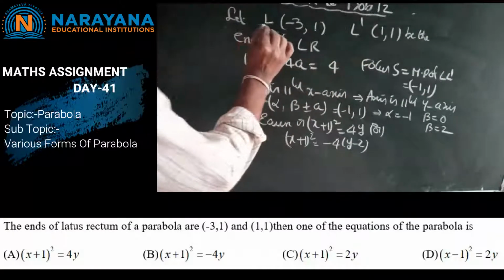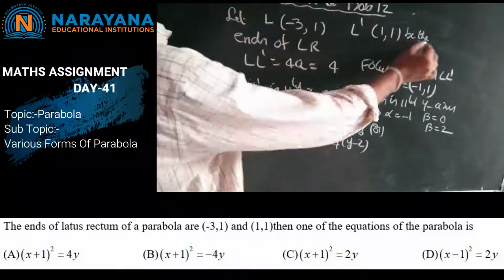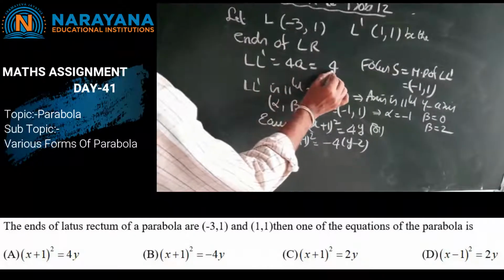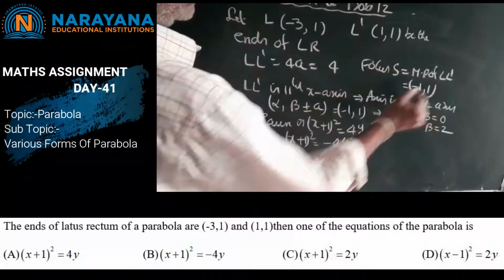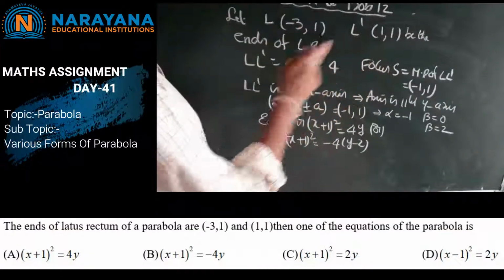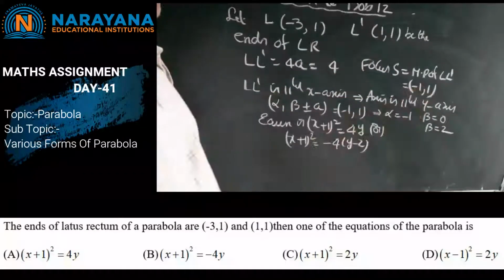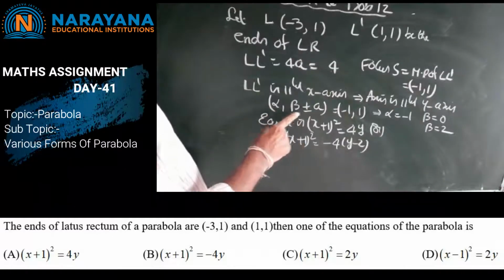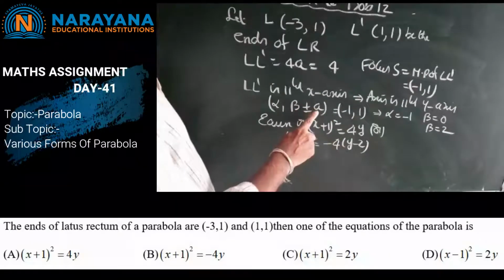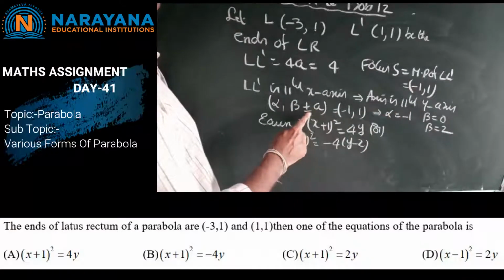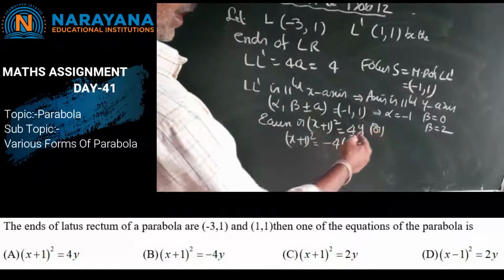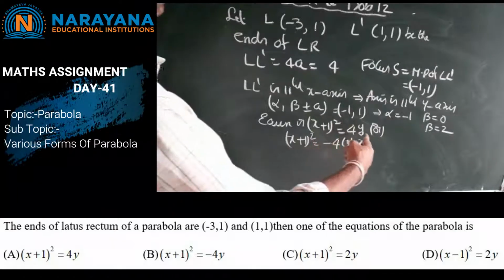Number 12. Let L(−3, 1) and L'(1, 1) be the ends of the latus rectum. The distance between these two is given by 4. The focus is the midpoint of LL'. Because L and L' have the same y coordinate, LL' is parallel to the x axis, so the axis is parallel to the y axis. So I am taking the focus as (α, β + a), or (α, β − a), which is given by (−1, 1). If you take plus a, you get β equal to 0. If you take minus a, β is equal to 2. So you can get two equations. But in the options only one is given, (x + 1)² = 4y, as the answer.